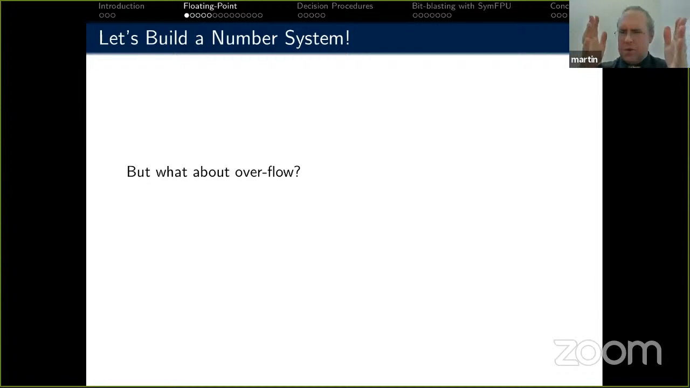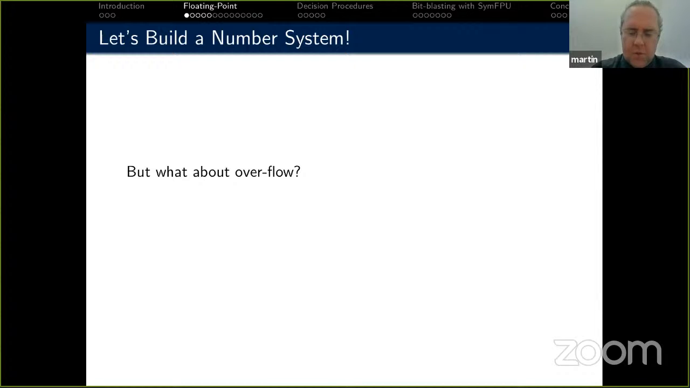If these bit strings are representing reals, then we can order the reals, therefore we can order the bit strings. So there must be a biggest bit string. There must be a bit string that represents the largest real number that we can represent. And yeah, what happens if we add 2 of those up? Well, we're going to have to do something.